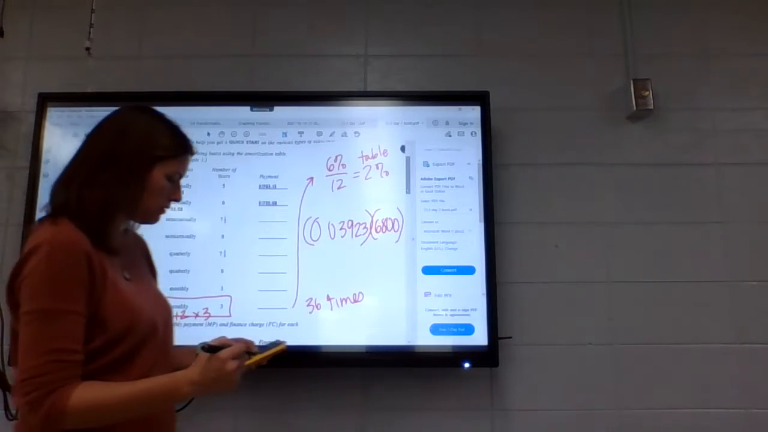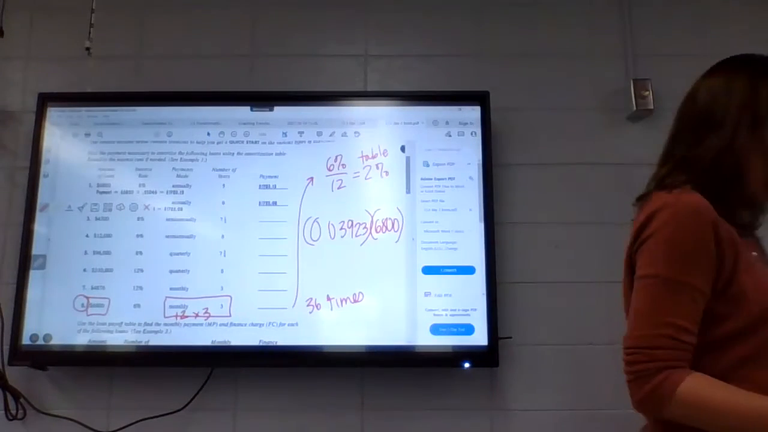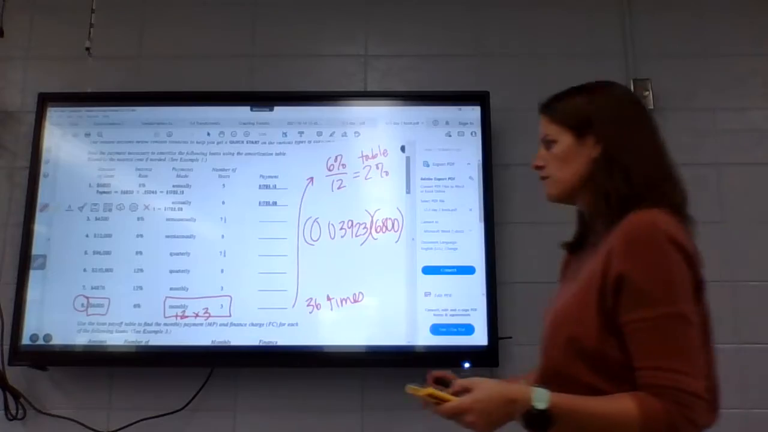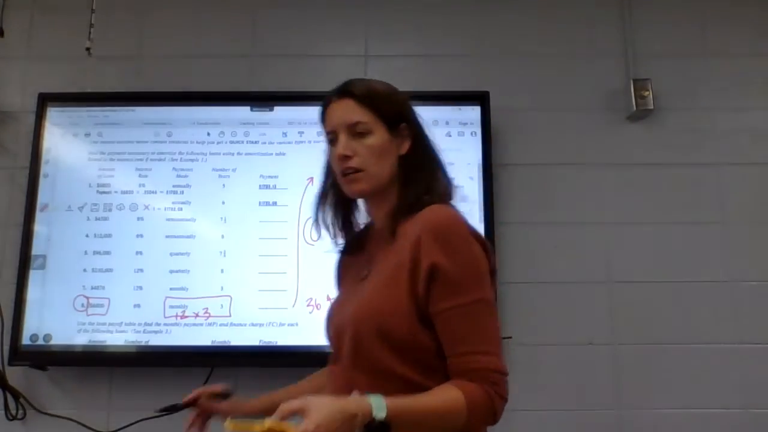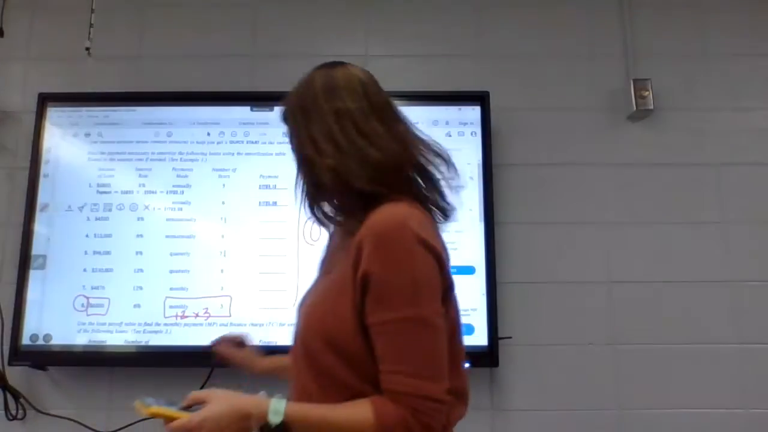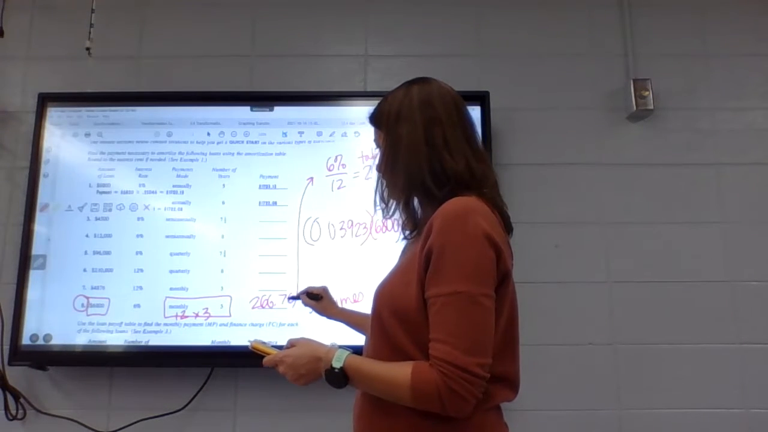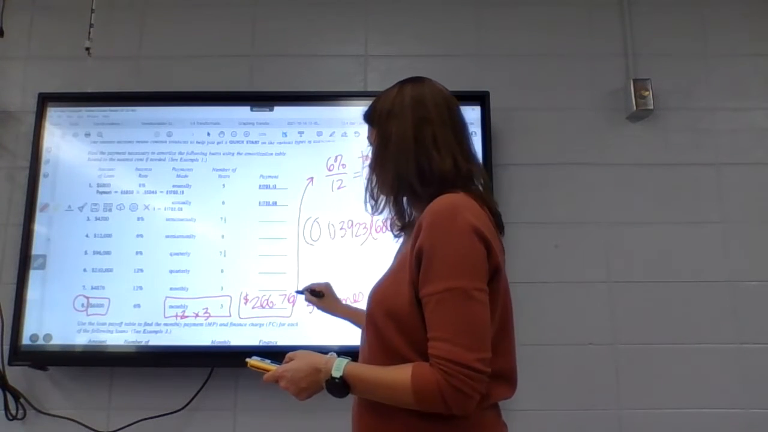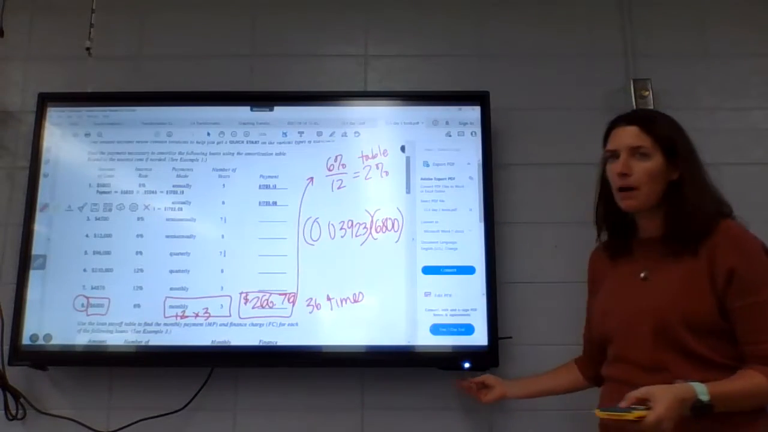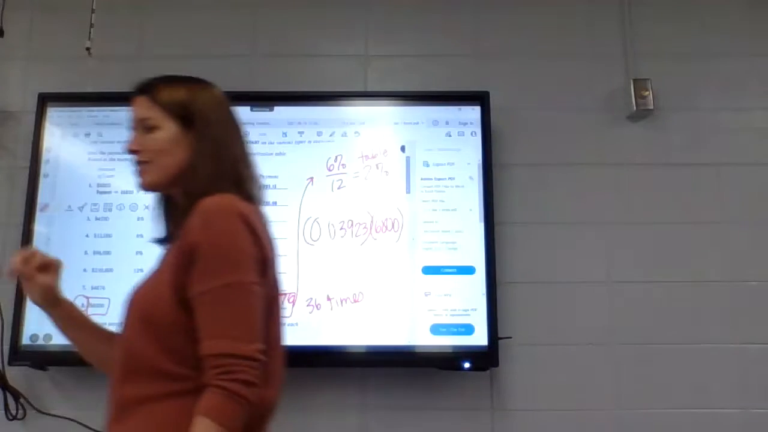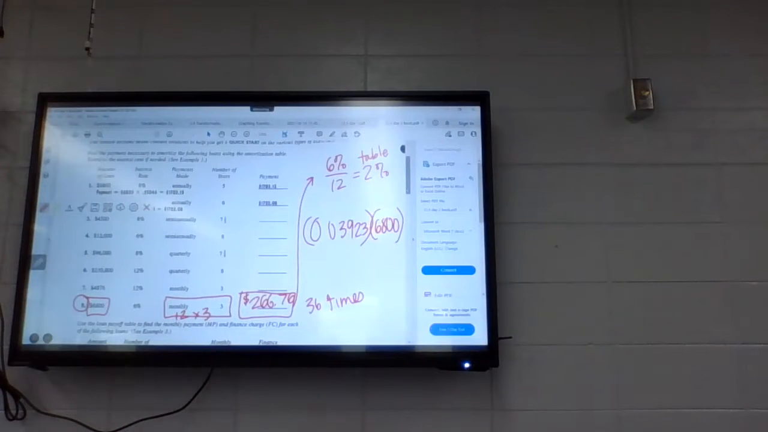So this should be, did I do that right? I have 266, is that right? Did anyone check that? Is that what it ended up being? 266.76. That should be our monthly payment then. But again, we need to know how to do that to do what we're doing today. So I wanted to make sure we talked about it.